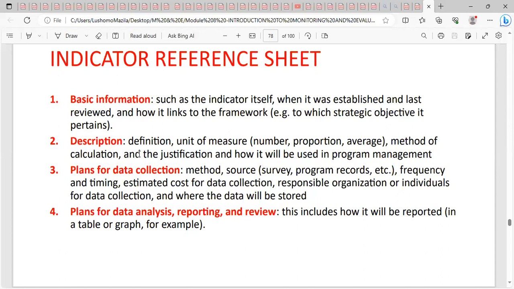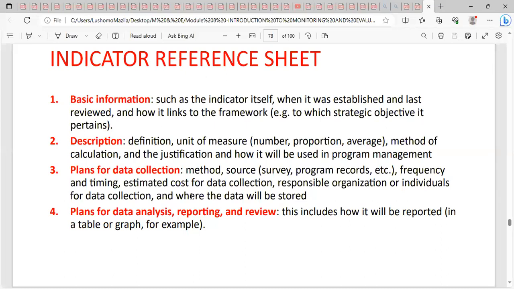Methods of calculation, how is it calculated? And the justification and how it will be used in the program management. Plans for data collection, how will that particular indicator be measured? We have explained that one. But before you come to the measurement, there is, of course, something which has to do with data collection. Methods of data collection for that particular indicator. How are you going to find the data?